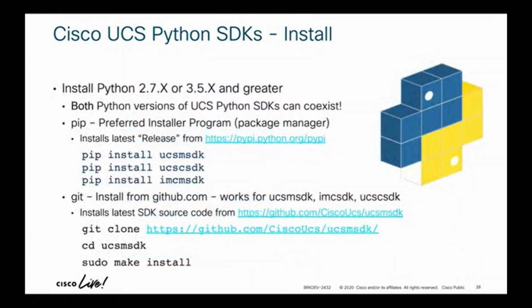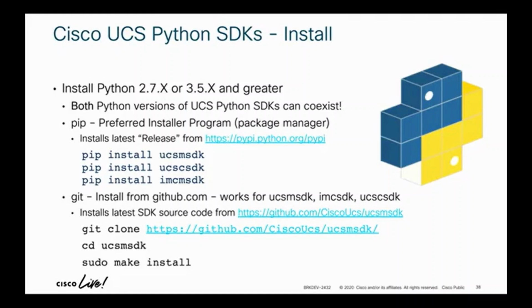How do you install the UCS Manager SDK in Python 2.7 or Python 3? Unless you need Python 2, I would go right to Python 3. Pip install ucsmsdk, ucscsdk, or imcsdk to get those SDKs into your environment. If you want the latest and greatest, you can do a git clone. You could cd into that directory and do sudo make install, and it will create that version of the SDK in your environment.